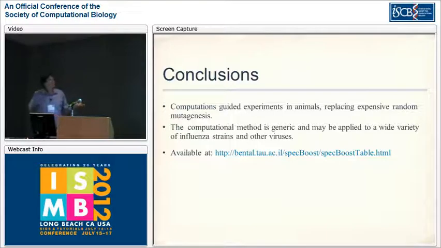And now to the conclusion. It's a good example of where computation saved a lot of experimental effort, because before this kind of approach, people used to spend a lot of time and money using random mutagenesis to detect the amino acids that are responsible for transmission. There was success, but the computation seems to save a lot of time here. I should emphasize that the computational method is general and maybe applicable for other cases, and it's available.